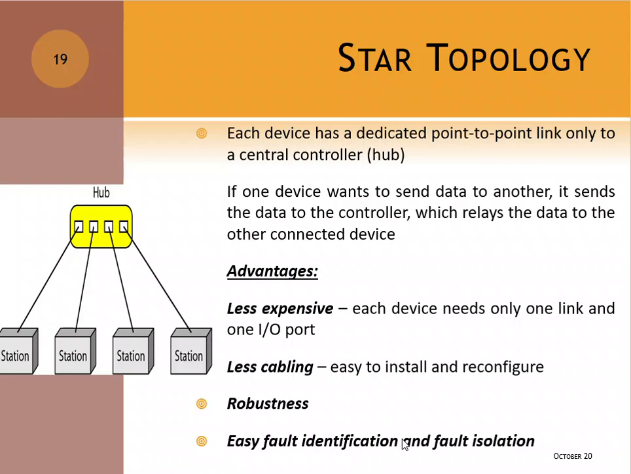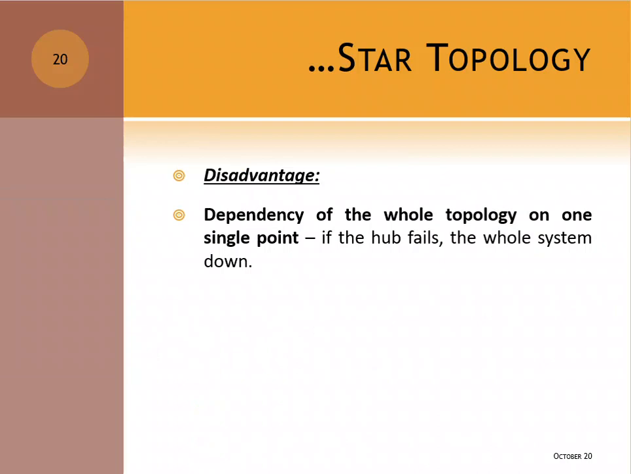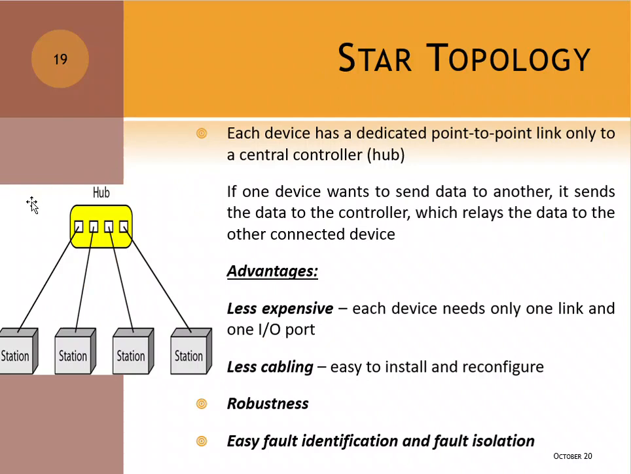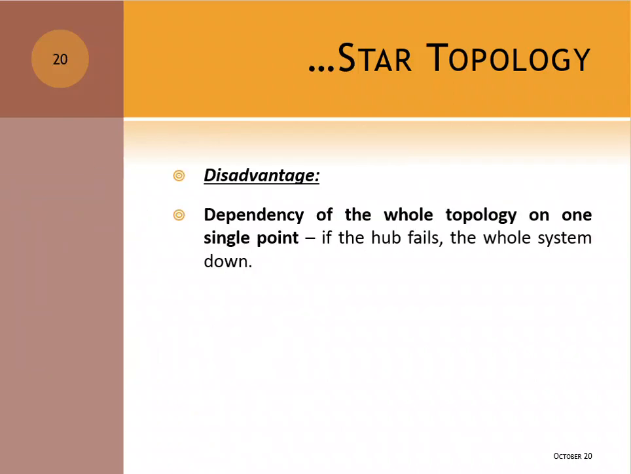Whenever the end user complains of network failure to the network admin, the admin can go directly to the affected link only. That's what we mean by easy fault identification and fault isolation. However, the star topology has one main disadvantage, which is the dependency of the whole topology on one single point, the hub. You can see here, if the hub fails, all the communications within the network will fail. The whole system will go down.